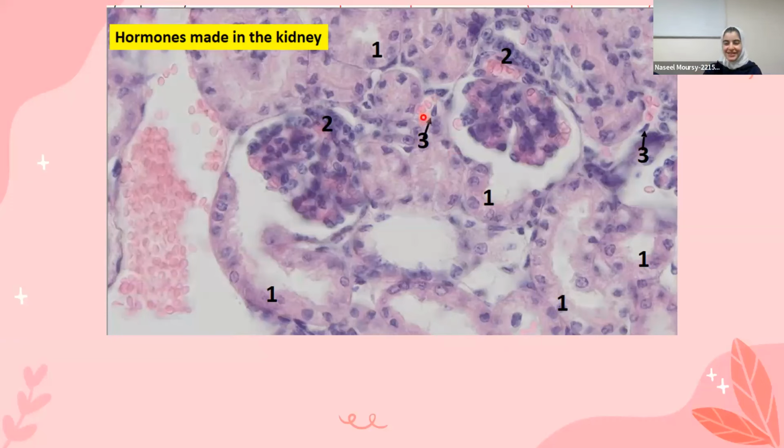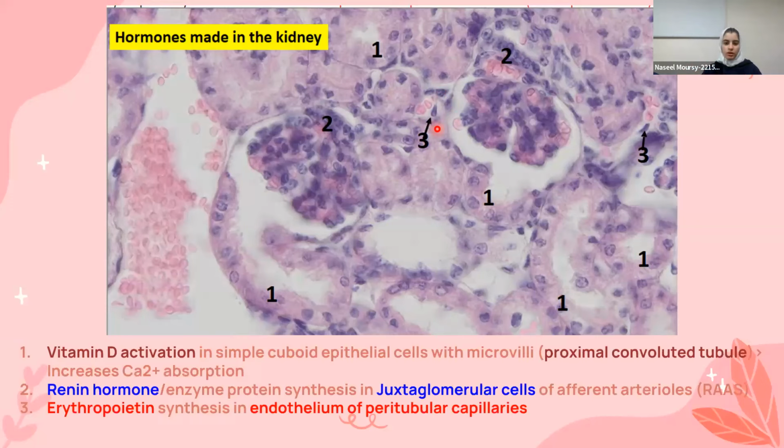Going back to these capillaries, these are actually the peritubular capillaries. Now, what is synthesized here? There's a certain hormone that's synthesized here. Erythropoietin. Good job. So this is just labeling what we said. Do you guys have any questions so far?